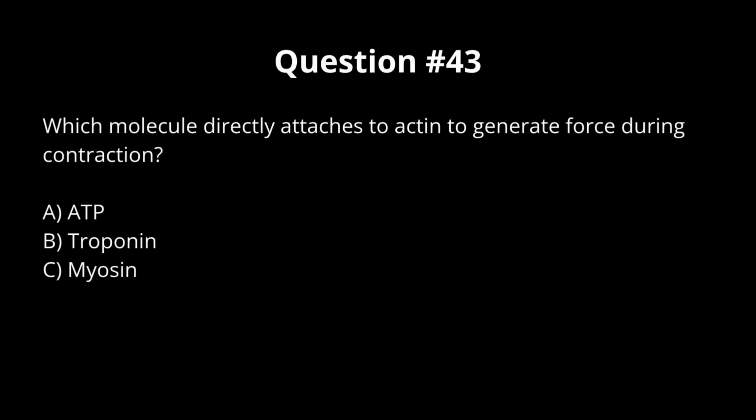Question number 43. Which molecule directly attaches to actin to generate force during contraction? A. ATP. B. Troponin. C. Myosin. The correct answer is C. Myosin heads attach to actin binding sites to form cross bridges, pulling actin toward the center of the sarcomere.